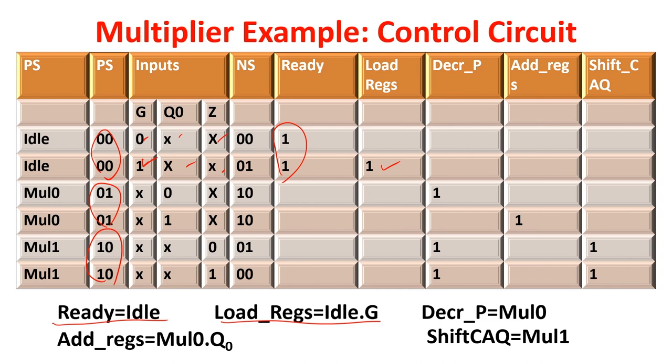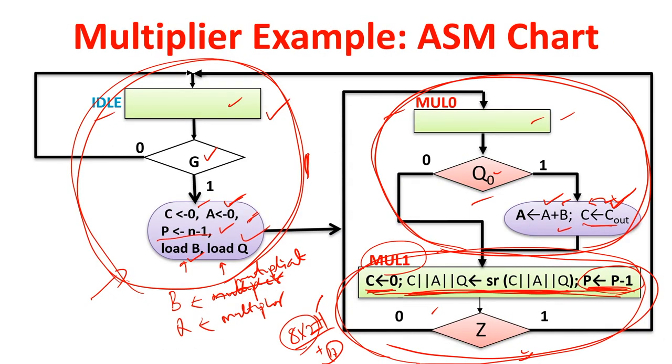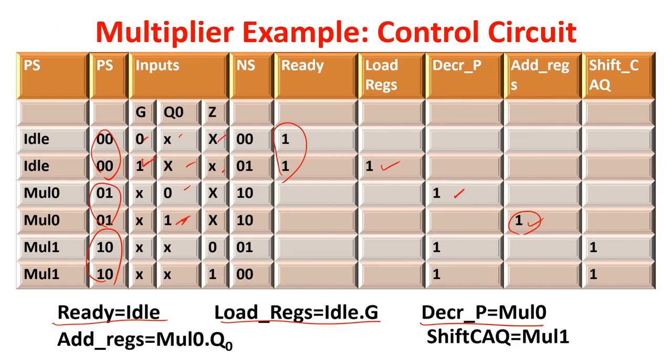Then in MUL0 we have Q0, and the Q0 value will be 0 or 1. If the Q0 value is 0, anyhow we need to do the decrement, and if it is 1, then add register. And this decrement we need to do anyhow. Let us see where decrement P goes. Oh no, this needs to be MUL1. So, decrement P needs to be in MUL1, not in these places.